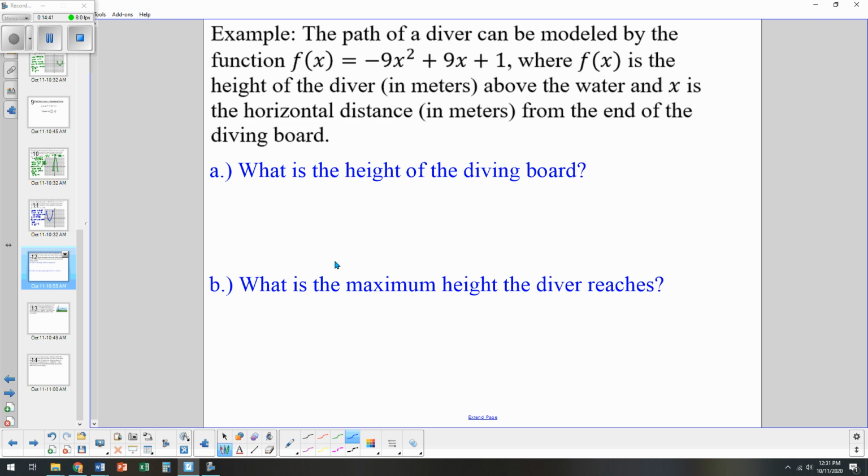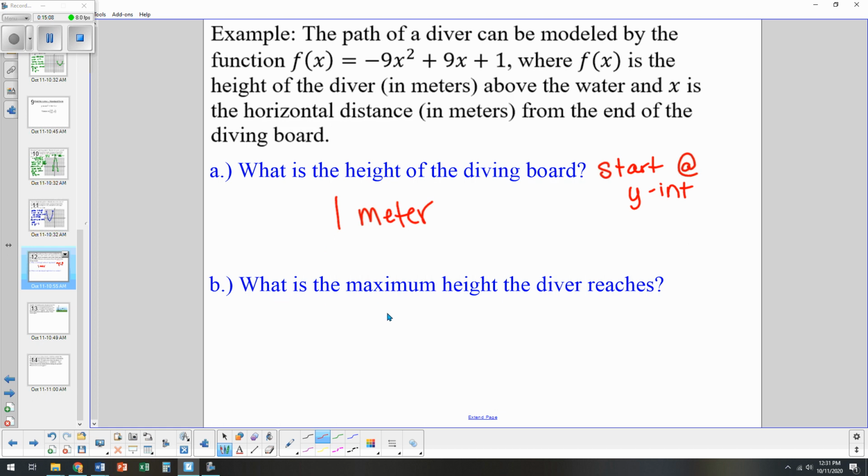So we want to know, what is the height of the diving board? The height of the diving board is its starting value. Where is the diver starting from? And we know we always start at our y-intercept. So since this is written in standard form, we know where our y-intercept is. It's our c value. So he's starting from 1 meter.